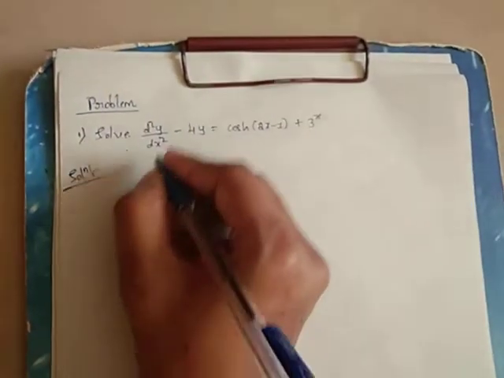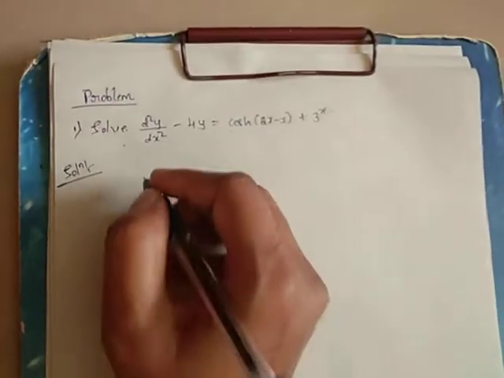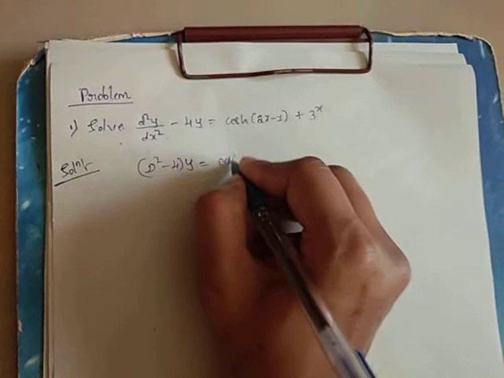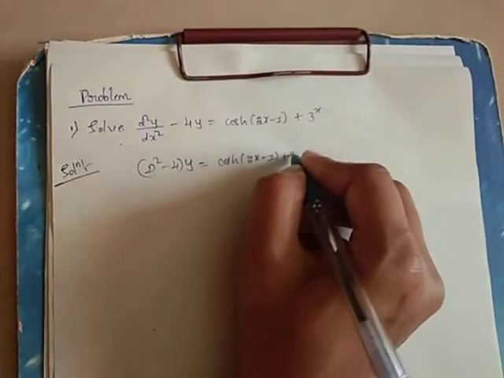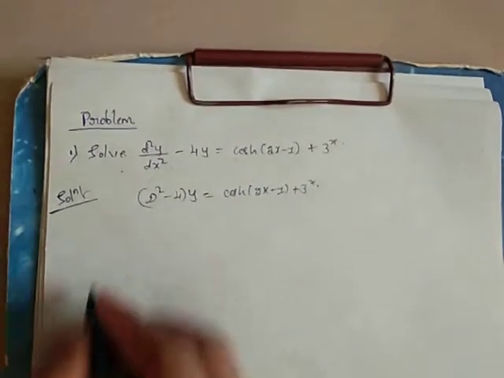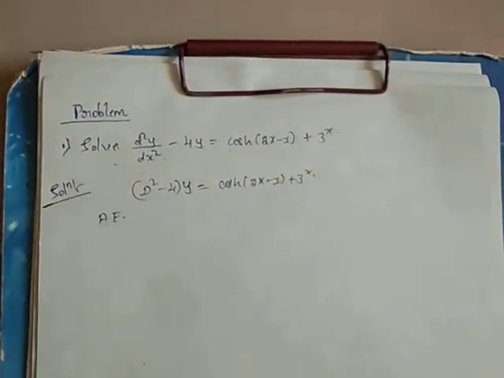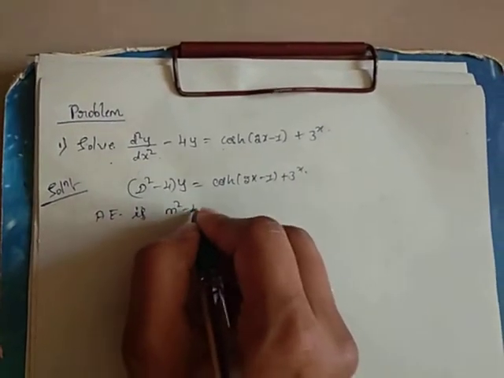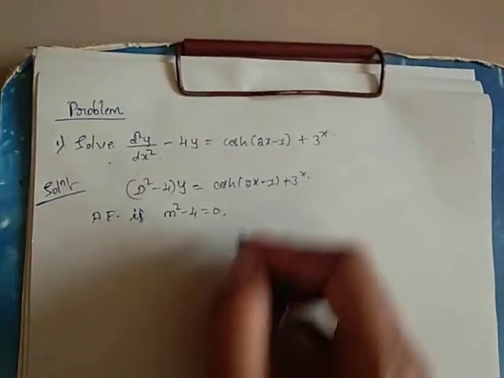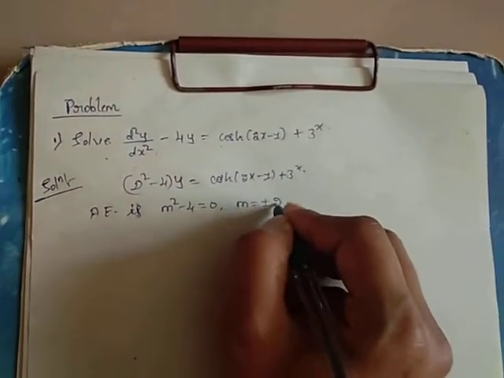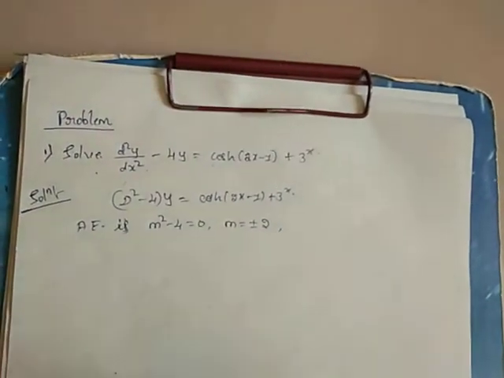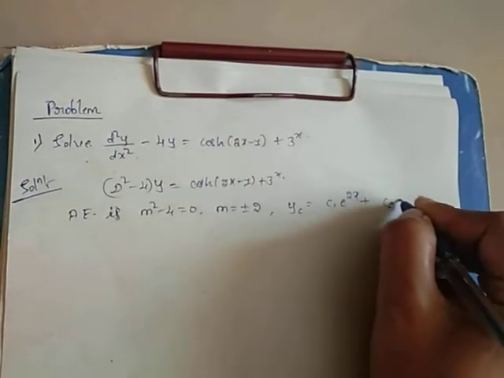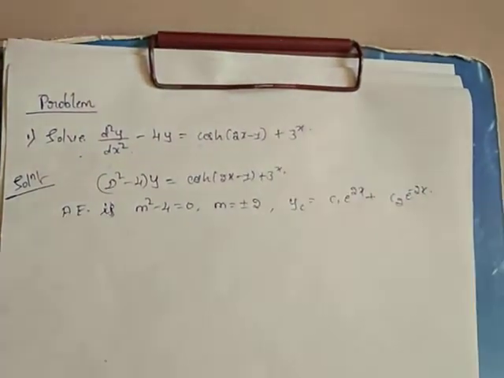So our first procedure is write down the given equation in the form of f of D of y equal to phi of x. So D square minus 4 of y equal to cosh of 2x minus 1 plus 3 raised to x. So next procedure is write down the auxiliary equation. So our auxiliary equation is m square minus 4 equal to 0. So after solving the auxiliary equation, we get m equal to plus or minus 2. So our complementary function is c1 e raised to 2x plus c2 e raised to minus 2x.